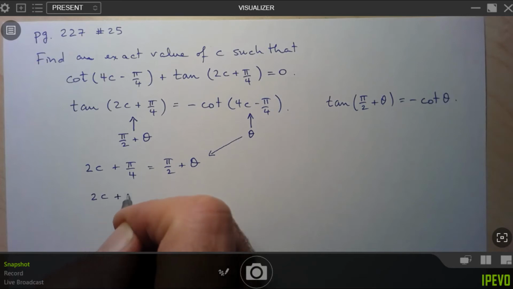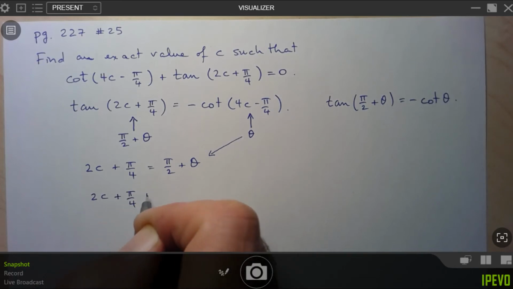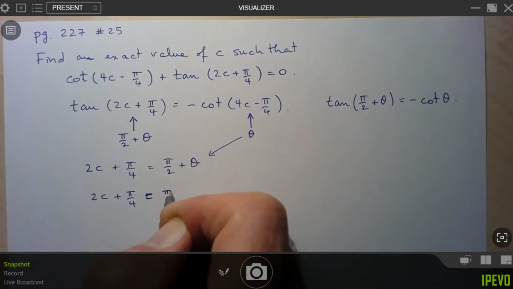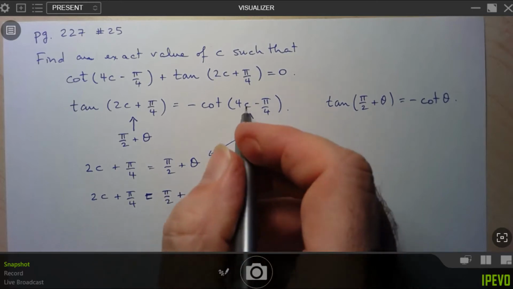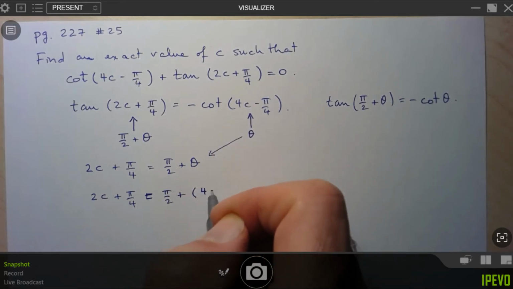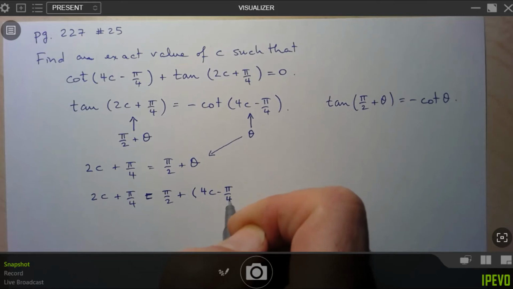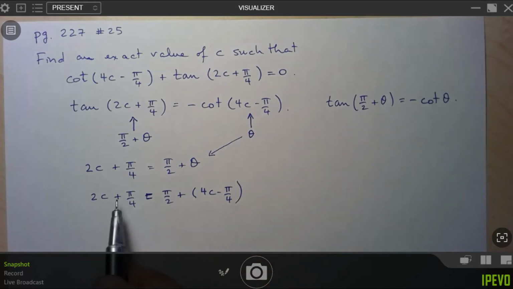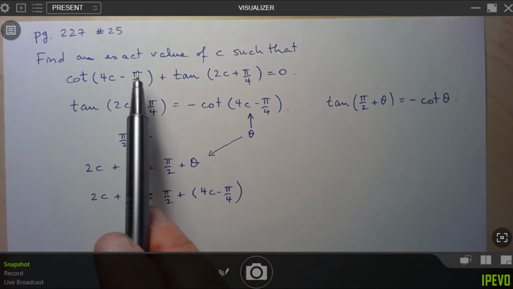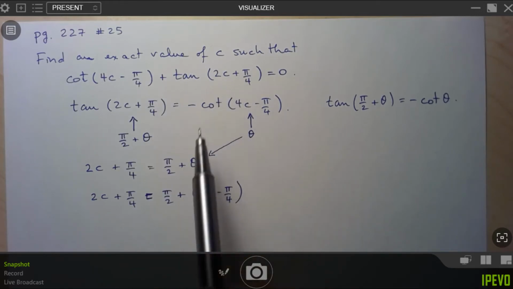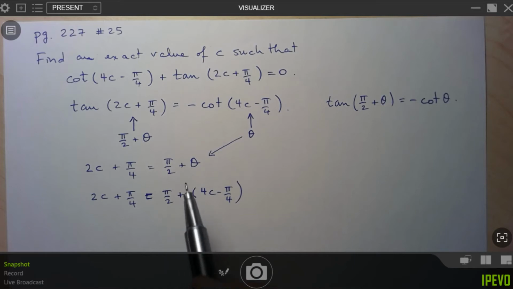So 2c plus pi over 4 is equal to pi over 2 plus theta, which is 4c minus pi over 4. And look what we end up with, an equation with only c in it. Not only is it an equation that only has the variable c, it's a nice, easy linear equation. So yet again, we've managed to take a much more complex equation and turn it into a simpler one, namely here, linear.